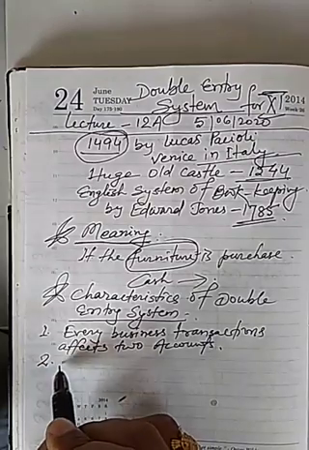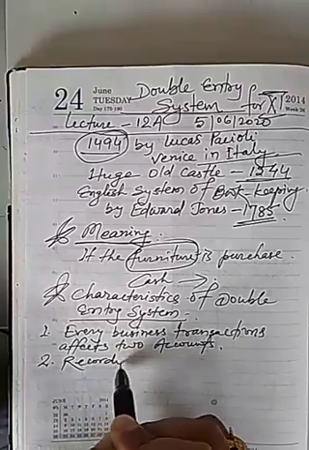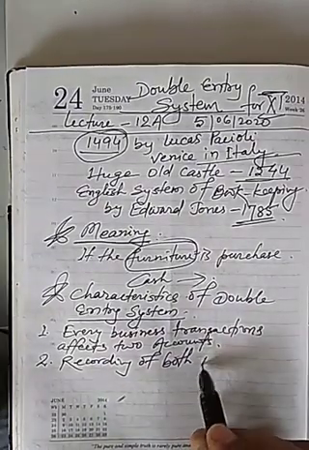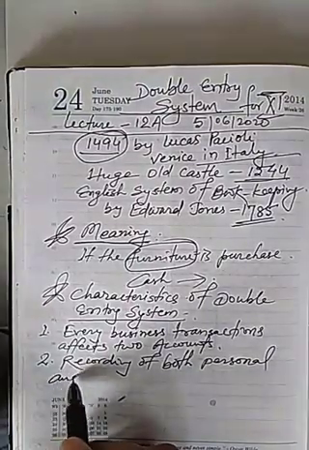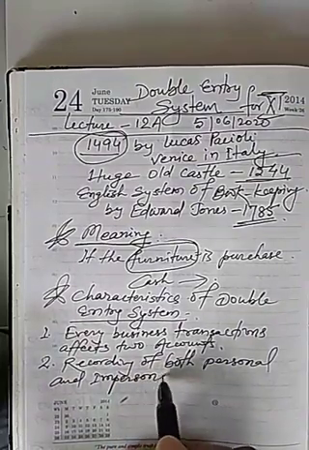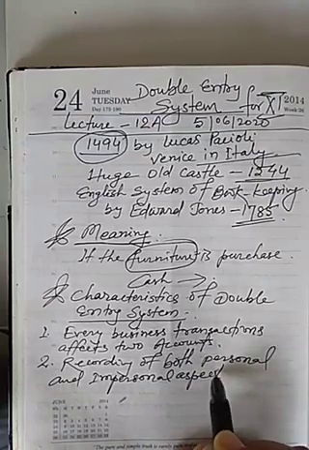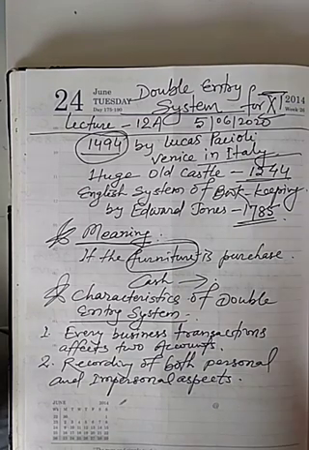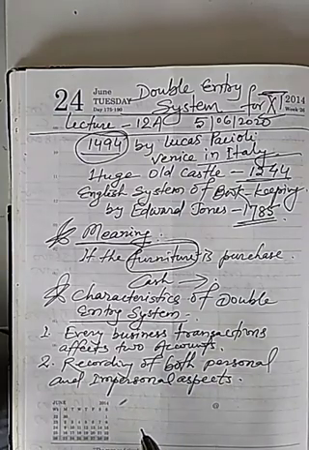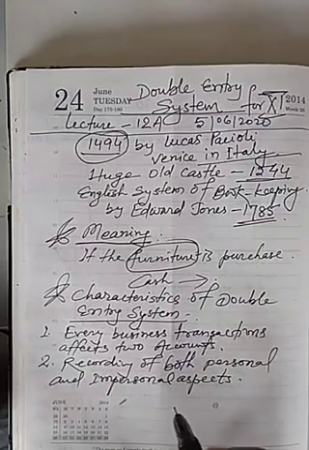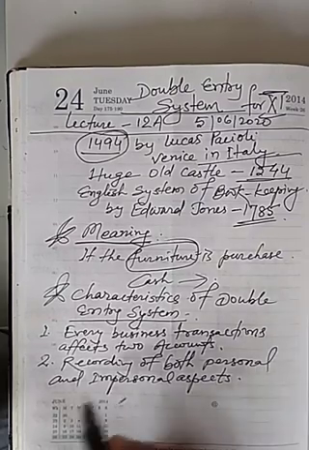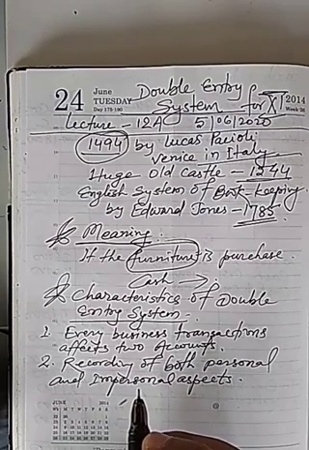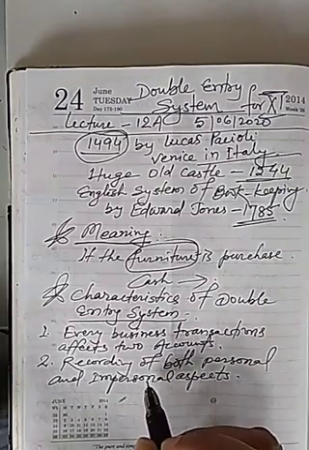Now, the second characteristic is recording of both personal and impersonal aspects. Both personal and impersonal aspects of a transaction are recorded in double entry. It is possible that both aspects of a transaction may be personal, or both may be impersonal, or one may be personal and the other impersonal.